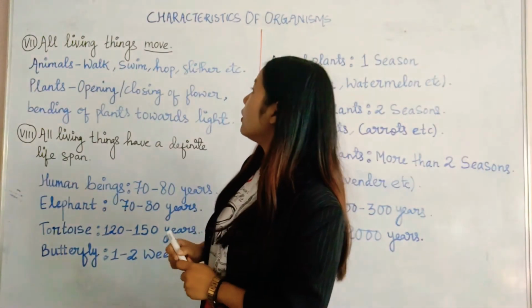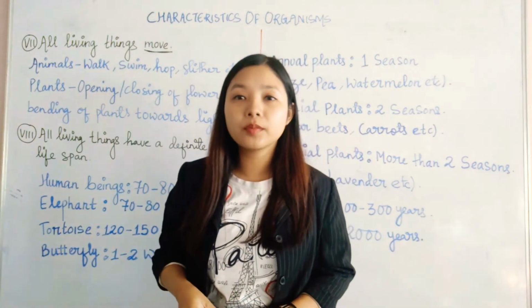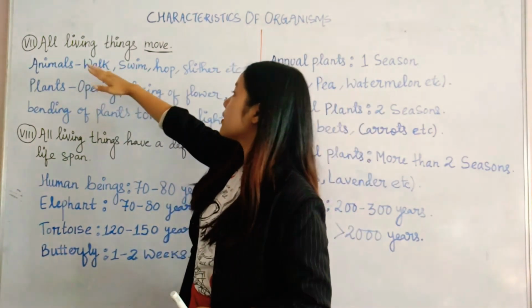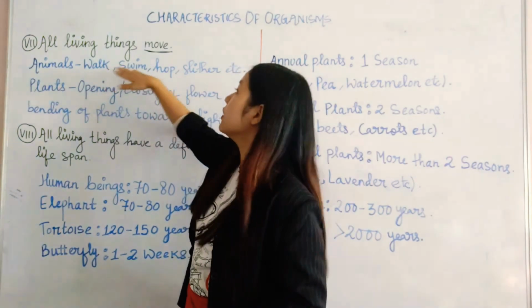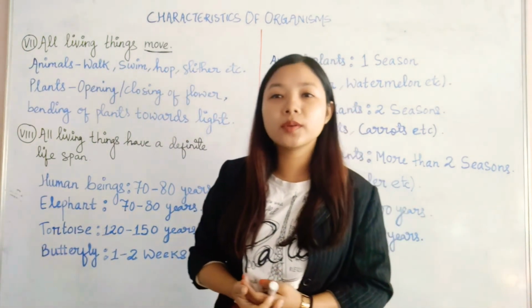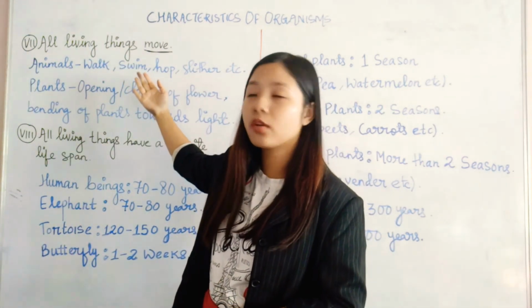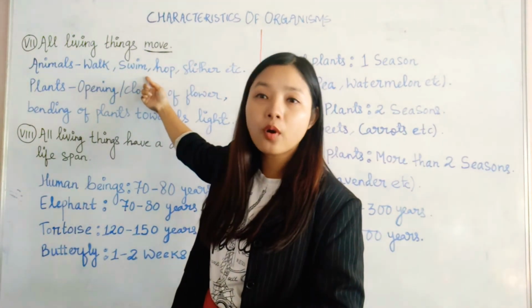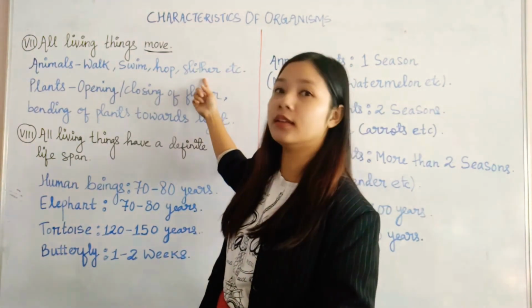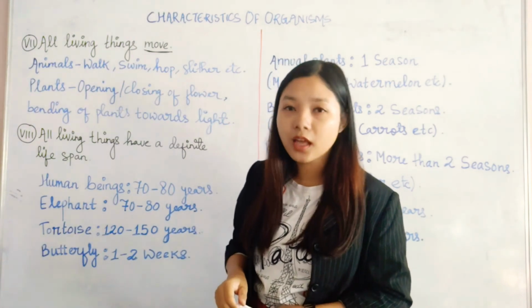Next is all living things move. All of the living things are capable of moving. For example, in the case of animals, some of the animals walk, swim, hop, slither, etc. Like human beings, a dog, we can walk. Fishes, whale, dolphin, they can swim. Frog, rabbit, they hop. Snakes, they slither. So these are some of the movements which can be seen in the animals.